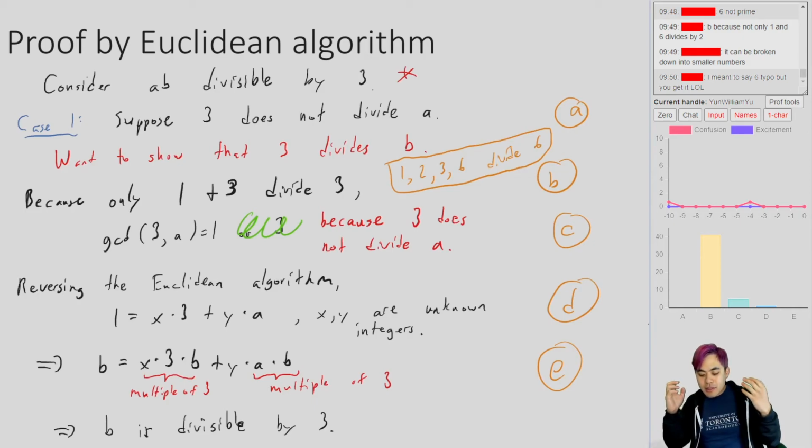So when the number that you're dividing by is prime, then you know what the greatest common divisor of it and any other number that isn't divisible by it is. It's 1. But if it's not prime, then you don't know that answer, and so you can't use the reverse Euclidean algorithm to figure out what it actually is.